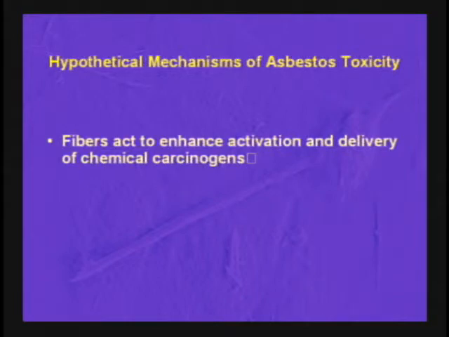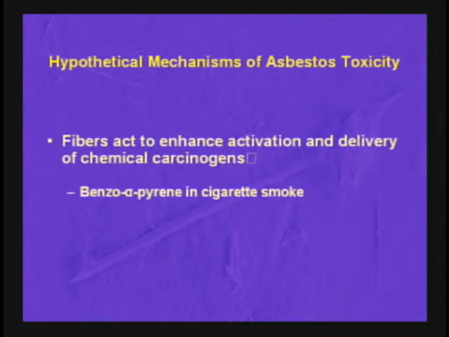They can act as delivery sites for chemical carcinogens, and the prime one that I think of is benzopyrene in cigarette smoke. So you've got a fiber sticking outside the alveolus like this, and a benzopyrene molecule comes in, and it adheres to the asbestos fiber because of the surface property of the asbestos fiber. So now you've got this benzopyrene molecule that is available to get into the bodily fluids and cause cancer.